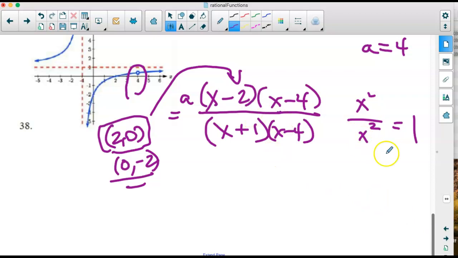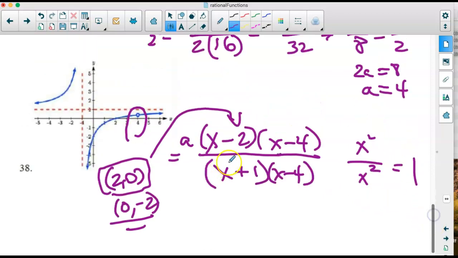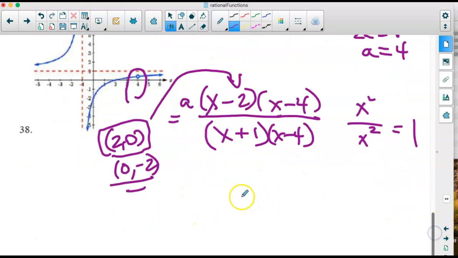So this looks good so far. We have this 2 because of the intercept. We have these x minus 4s because of the hole. We have the x plus 1 because of this vertical asymptote. And this horizontal asymptote is going to work out because if we multiply, we will get 1 here. So I'm hoping that a is going to be 1. If not, we're going to have to put a value down here too. So let's try this out and see what happens.